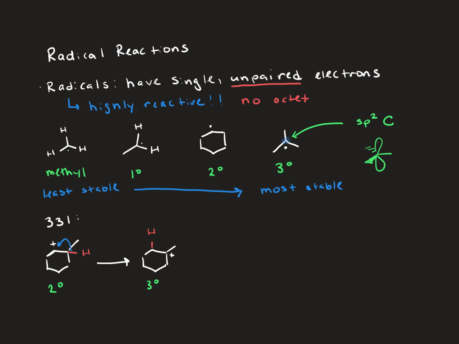If we had the same sort of thing with a radical, though, that secondary radical would not be able to rearrange. Instead, what it's likely to do is to find some molecule with a weaker carbon-hydrogen bond, or with a weaker bond in general, and react with that. Because remember that our radicals are highly reactive. They just don't do this specific chemical reaction.